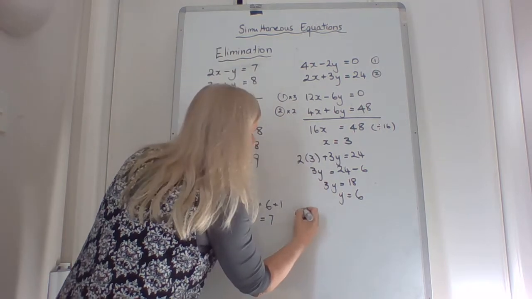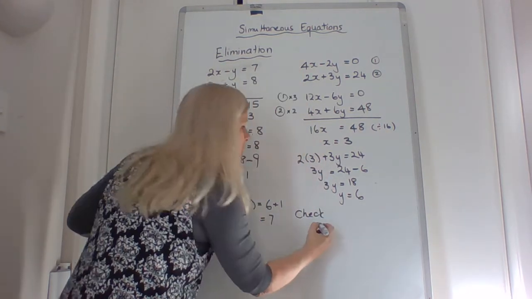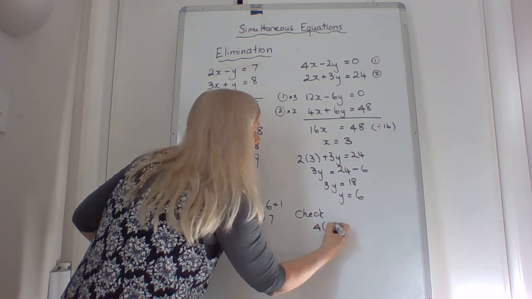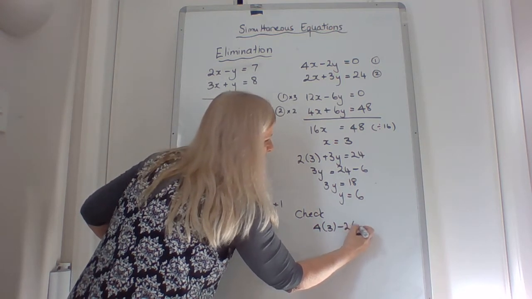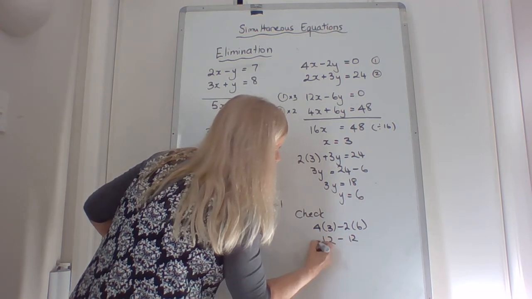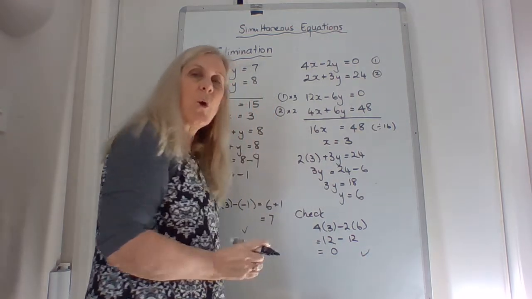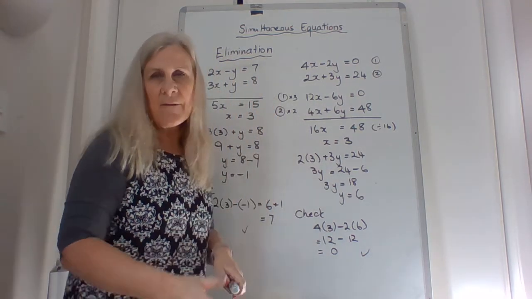Check in the first equation because I used the second one. 4 lots of 3 minus 2 lots of 6 equals 12 minus 12 equals 0, which it is. Tick. I know I'm right. All right, have a go at some of those.